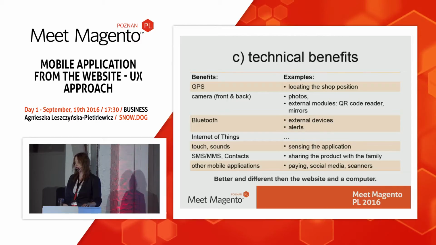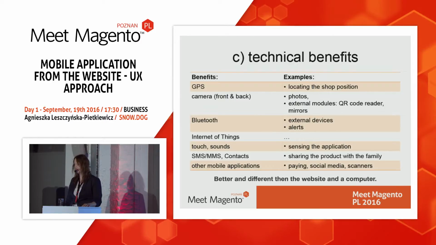By camera, you can use photos for anything, for having a picture and sending it to your friends in a new shirt, for example. External modules, you can always use, like a QR code reader, as I mentioned, mirrors, also additional apps. Bluetooth, obviously, external devices, and maybe some alerts. Internet of Things, yeah, you can think about anything right now. This is really futuristic, not really futuristic as you heard today, but you can figure out anything there.